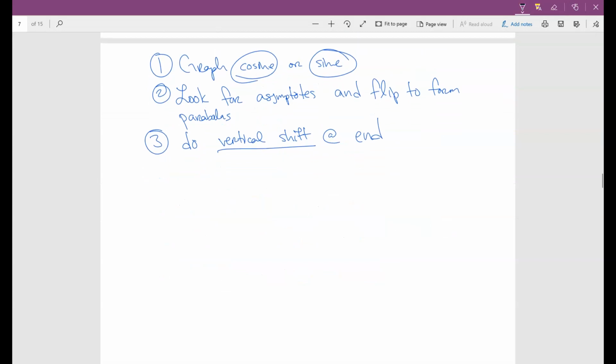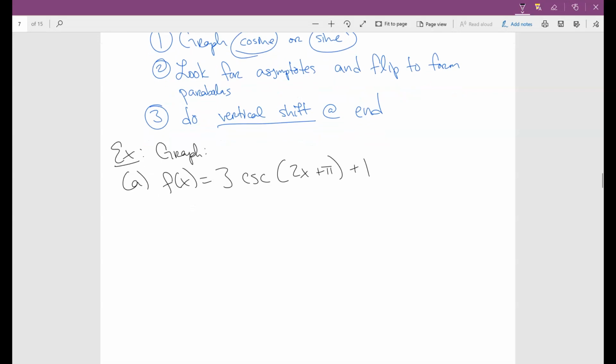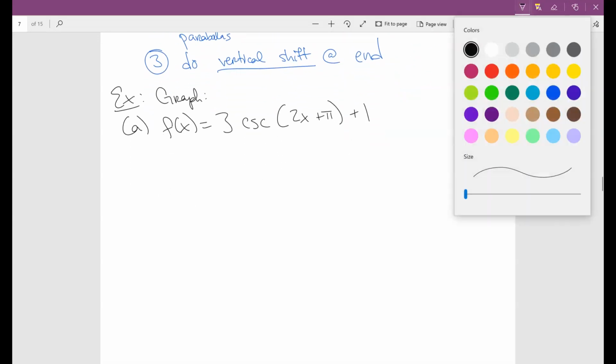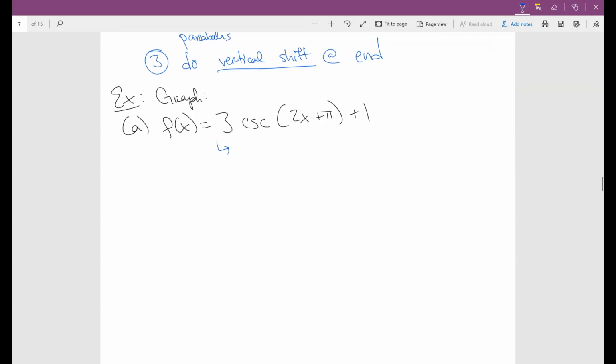Let's do 2 problems since most of these problems are not really that bad. So graph, let's say we have f of x is equal to 3 cosecant of 2x plus pi, plus 1. So instead of graphing the cosecant curve right off the bat, what we're going to do is graph the reciprocal of cosecant, which is sine. So we're going to graph 3 sine of 2x plus pi, plus 1. And remember, we have a vertical shift right here. We're going to save it for the end.